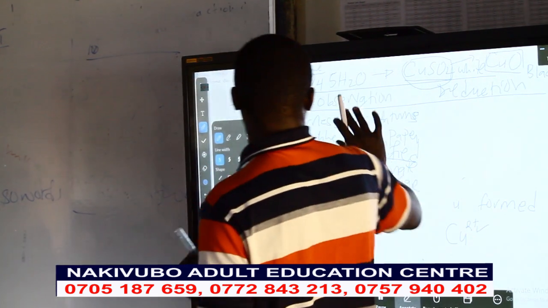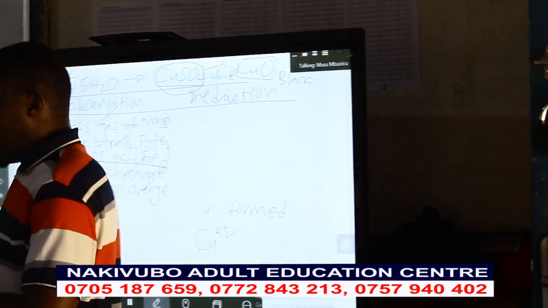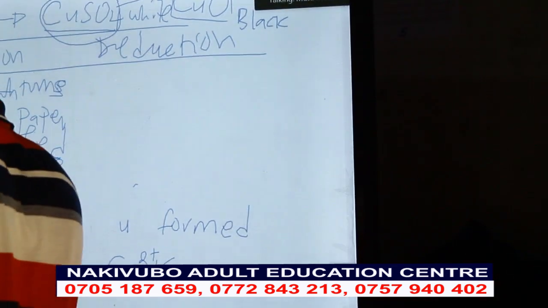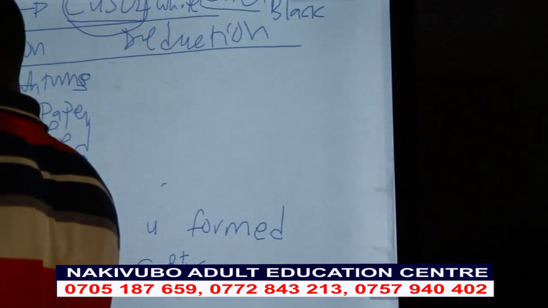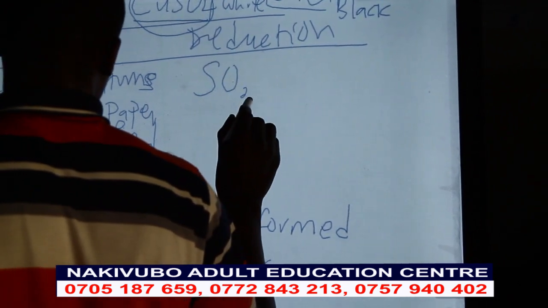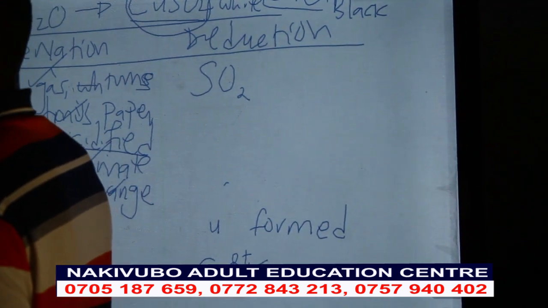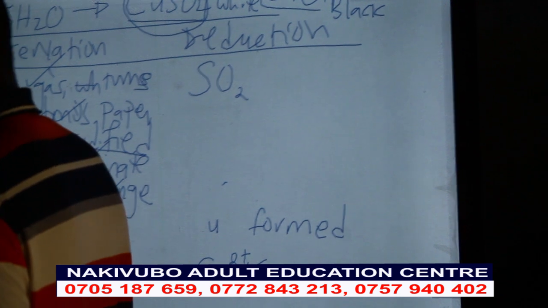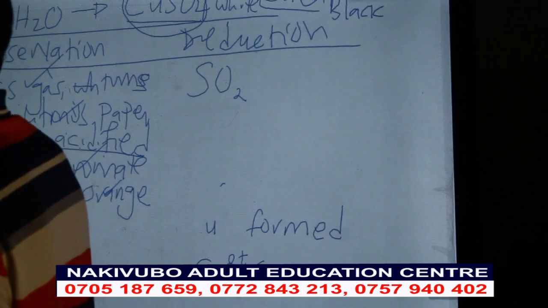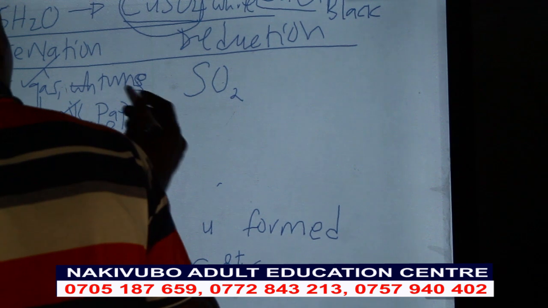So we want to make a conclusion. What will be the conclusion? The gas which is given out is what? Sulfur dioxide. So you are going to say sulfur dioxide evolved. If you don't use the word evolved, you can say given out. Or even if you don't talk about it, it is also okay. I will say sulfur dioxide.